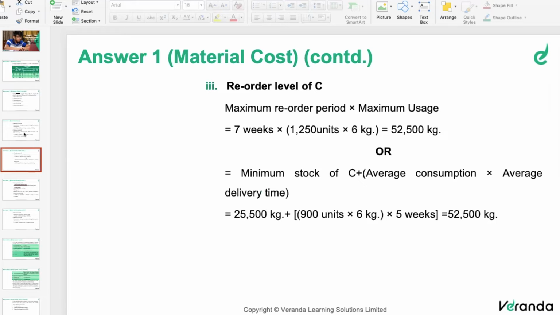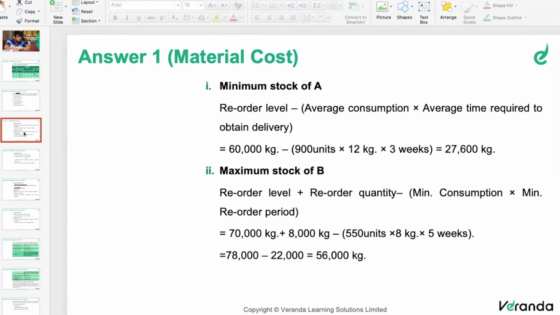Therefore, maximum level is reorder level 70,000 plus reordering quantity 8,000 minus minimum usage into minimum lead time. Minimum production is 550, which is finished goods. To produce one product, you need 8 kgs of raw material. So 550 into 8 into minimum lead time of 5 weeks. Kindly verify whether the answer comes to 56,000 or not.